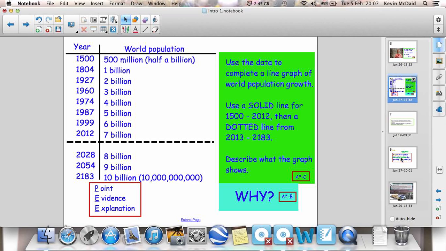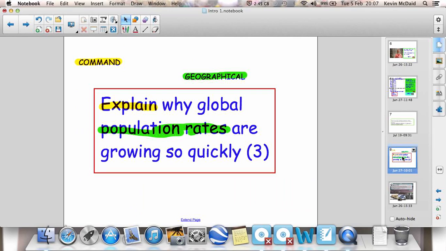A sample question that you might get might look something like this. Remember, even though it's only 3 marks, you still need to break it down. You still need to look at the command words. You still need to look at the geographical words. This is asking you to explain. It's not asking you to describe. Explain. You need to give reasons.